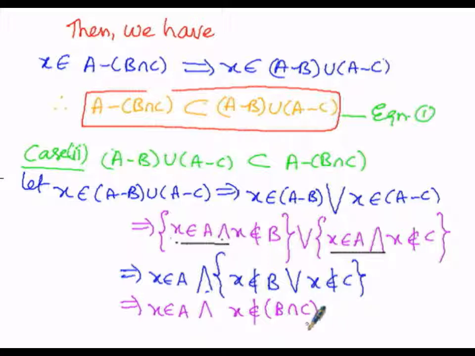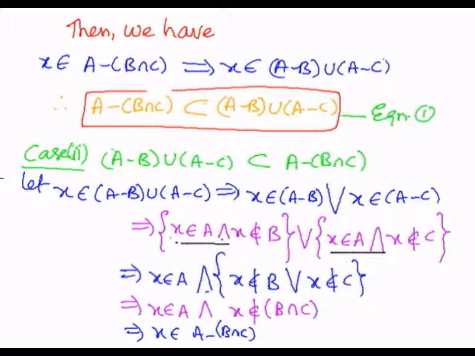Then the next logical step will be, so that implies x is present in A and x is not present in B intersection C, so x belongs to A, but it does not belong to this second set. So when it does not belong to the set, B intersection C will be removed. So B intersection C is removed from A, because x does not belong to B intersection C, therefore B intersection C is removed from set A. From this it is clear that from the left hand side, x belongs to A minus B union A minus C, we reach the right hand side as x belongs to A minus of B intersection C.